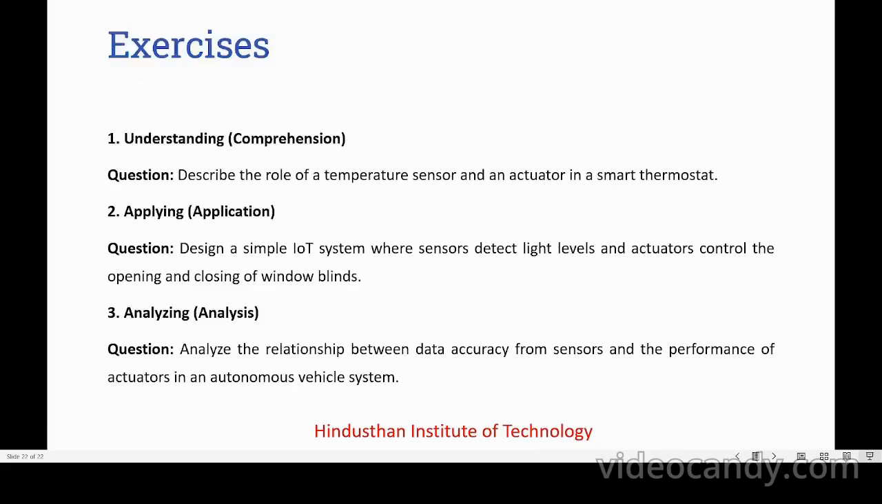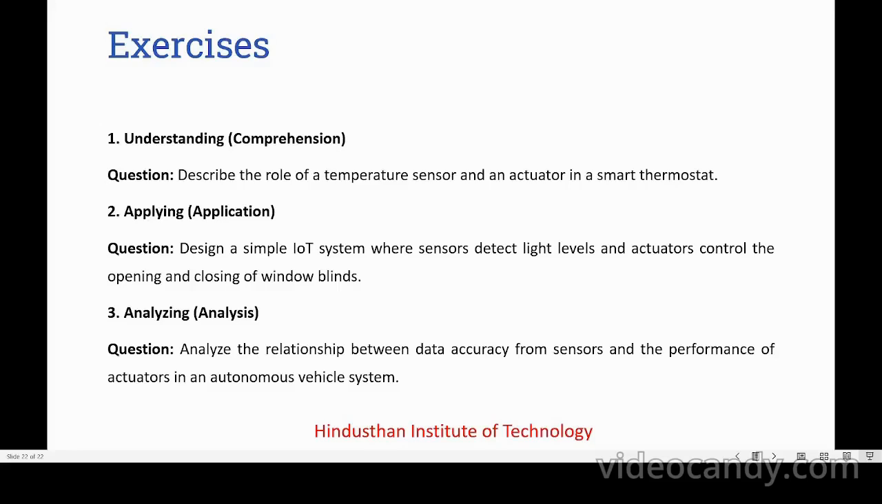So next I will give exercises. You solve them at home. First one, understanding level. You may describe the role of the temperature sensor and actuator in a smart thermostat. Second will be the application level, or applying level. Student, you must design a simple IoT system. In that IoT system, we are using a sensor that will detect light levels, and also we are using an actuator that will control opening and closing of a window.